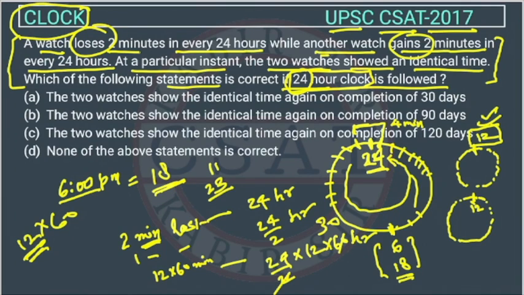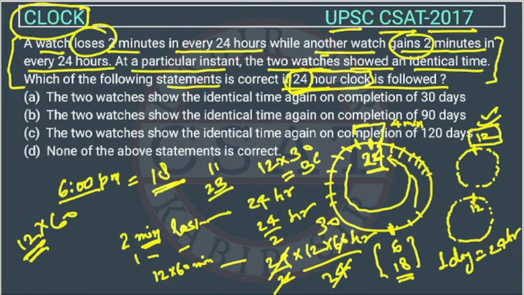Okay, but now we will convert this hour into days. So in one day there are 24 hours. So we will divide this hours by 24, right. So this 24 will cut this 24. So this is 12 into 30. So 12 into 30 is equal to 360 days. So they will meet again. They will show the same time again after 360 days, right.